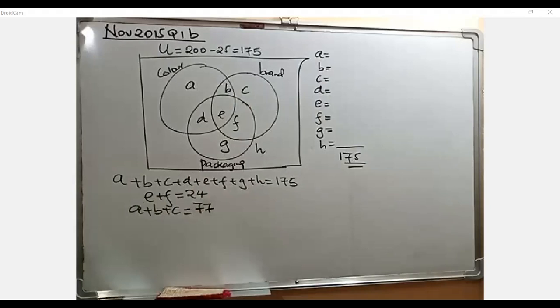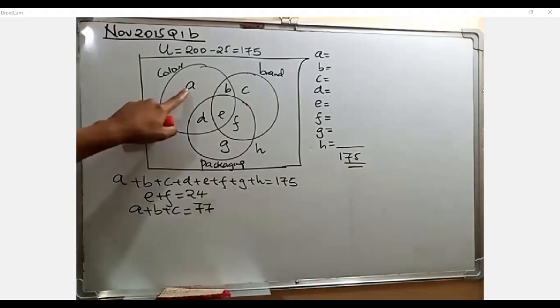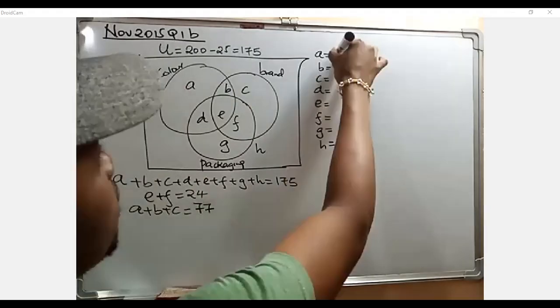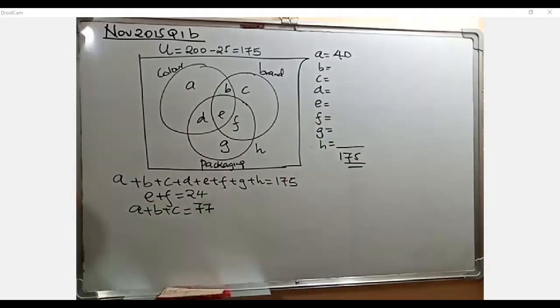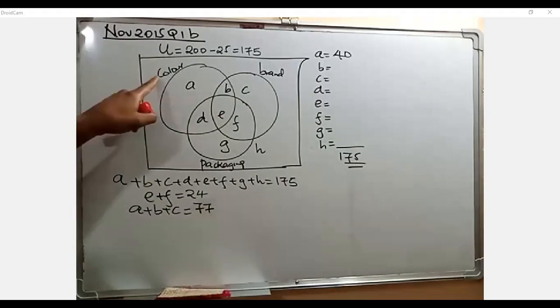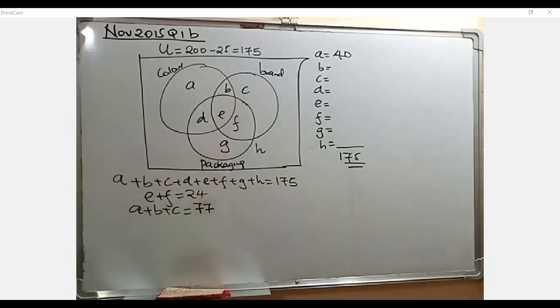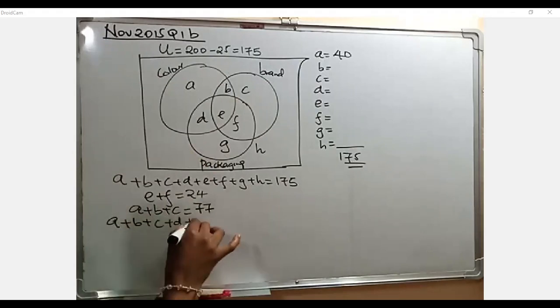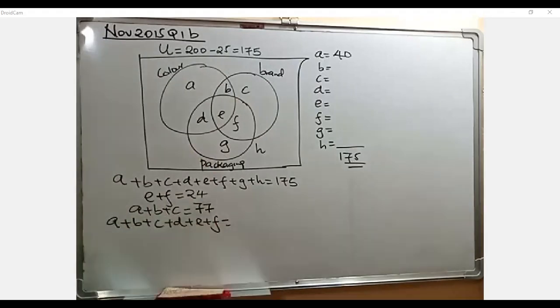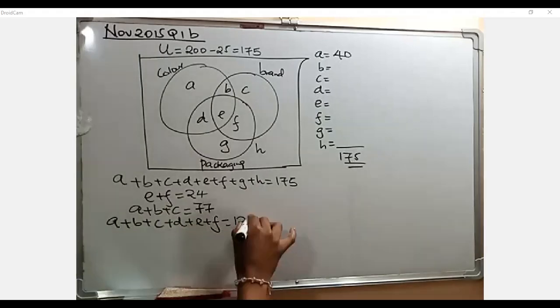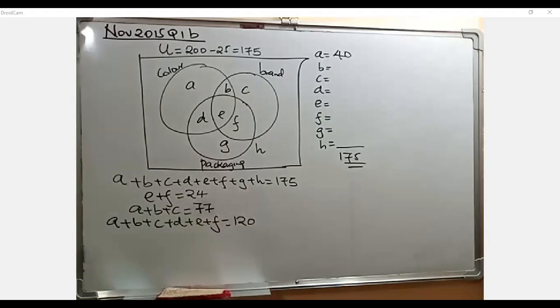40 persons like the color only. Color only, we say it is our A, and our A here is 40. That is a set difference, right? 120 persons like the color or brand name. Because we say it is a union, it means it is A plus B plus C plus D plus E plus F. That is equivalent to 120, right?